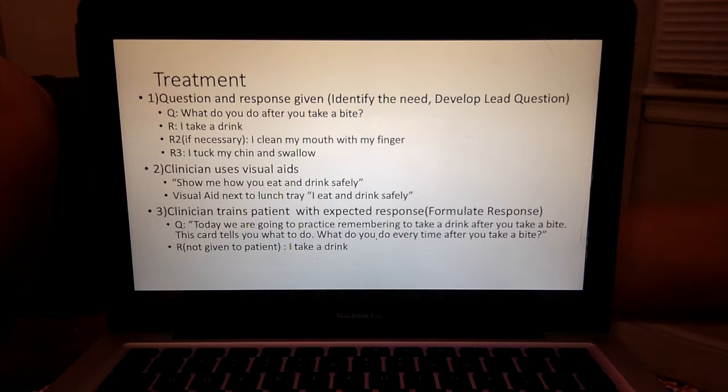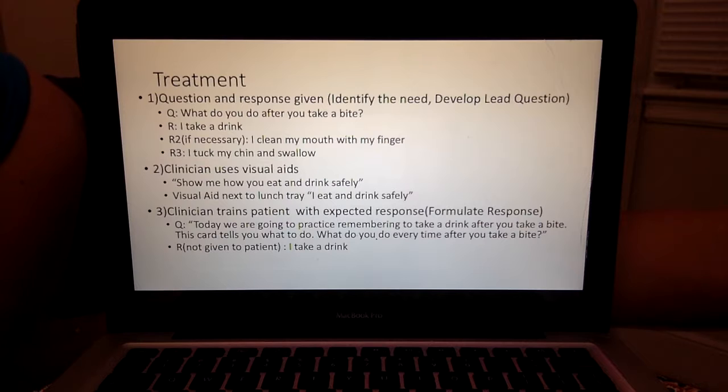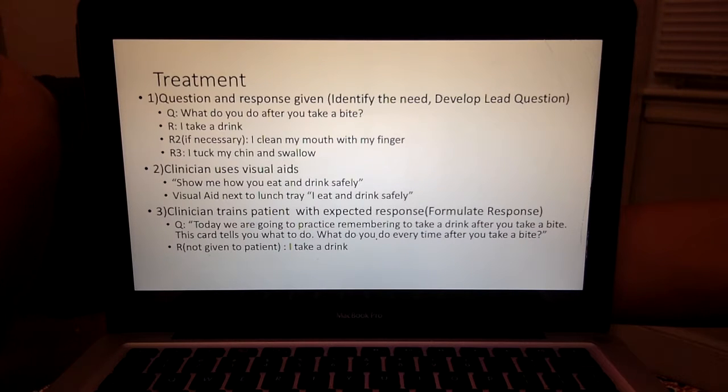And the visual aid would be by the patient, so they could look at the visual aid and say, I eat and drink safely. And then the clinician, after that training is done, will then train the patient with the expected response. So by this point, the patient should be able to formulate a response on their own.